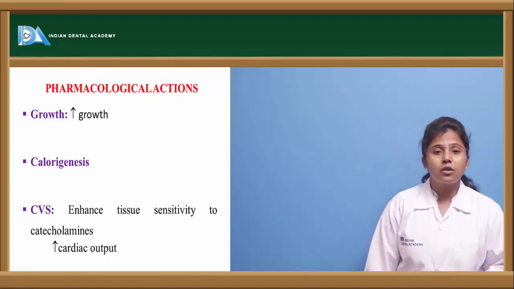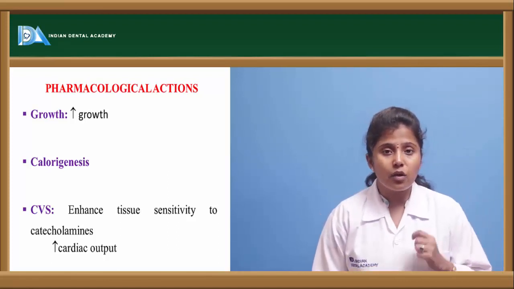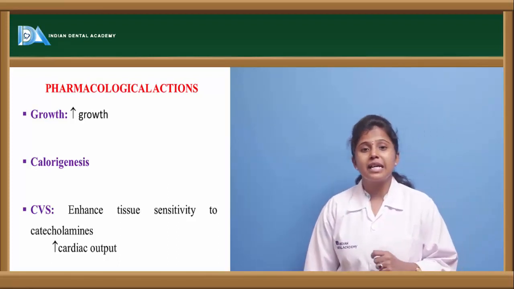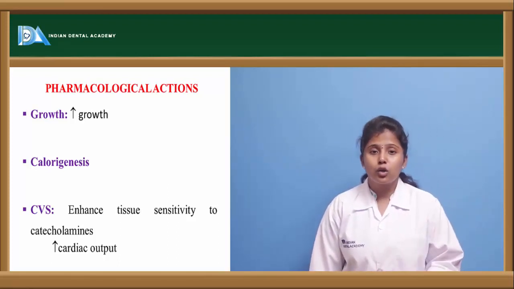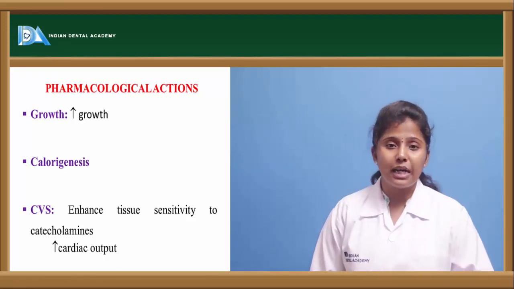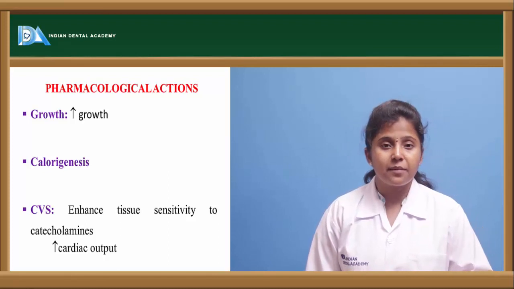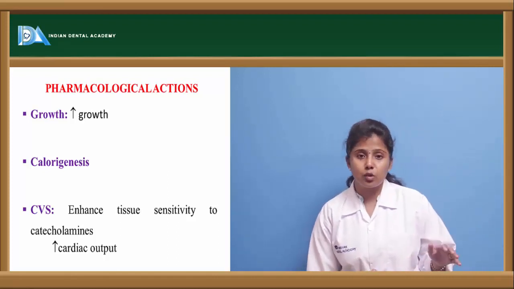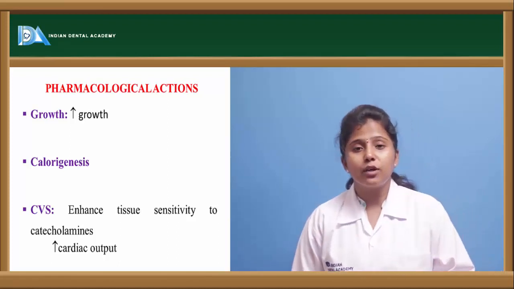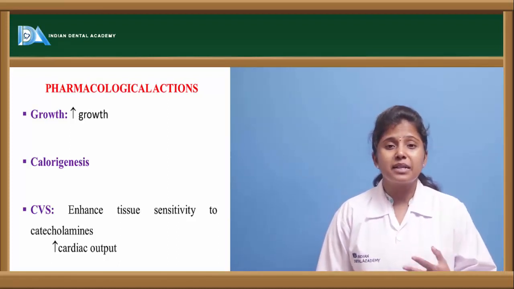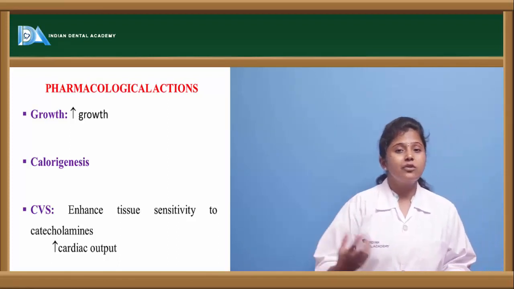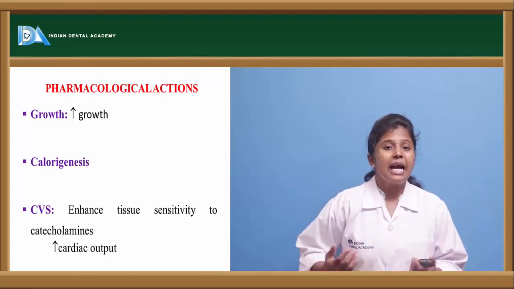Especially in growth, they aid in the increase of growth. They aid in the development of bones, and thereby they aid in the increase of growth. That is the reason, if there is any impairment in the thyroid gland, dwarfism occurs. We can say the person can't grow in height. And there occurs calorigenesis. This thyroid hormone aids in the metabolism of carbohydrates, proteins and fats. Thereby the calories are generated in the body, giving energy.